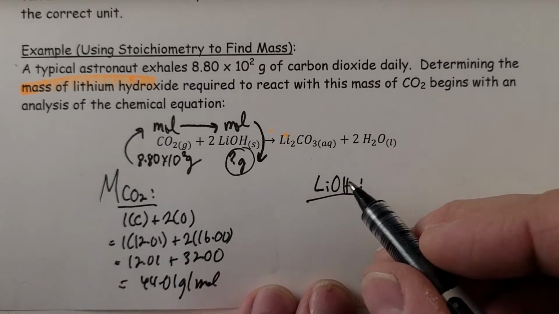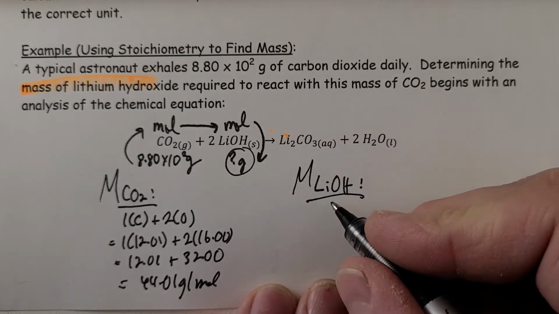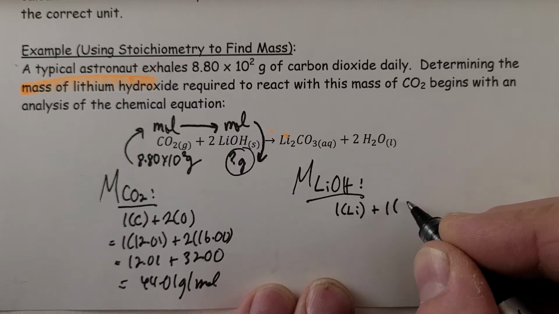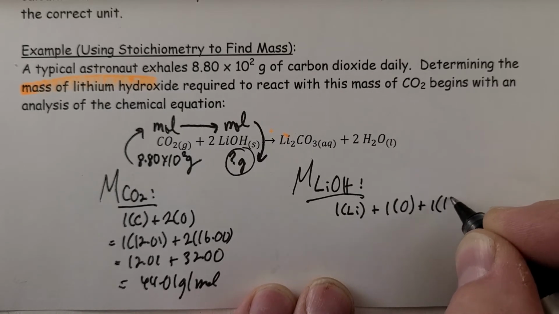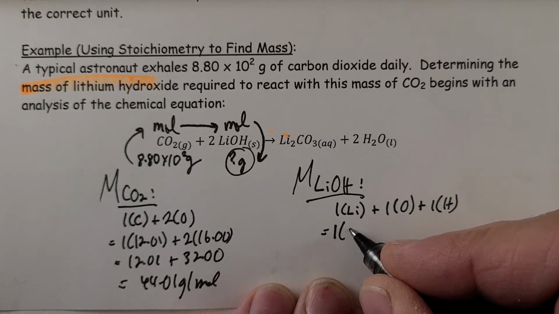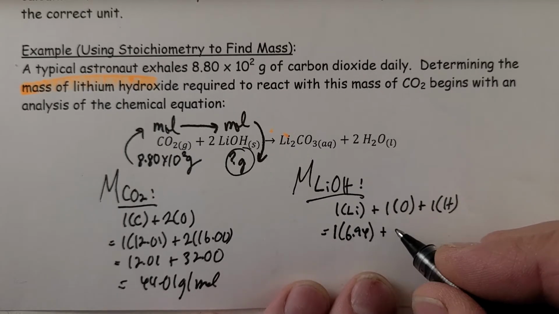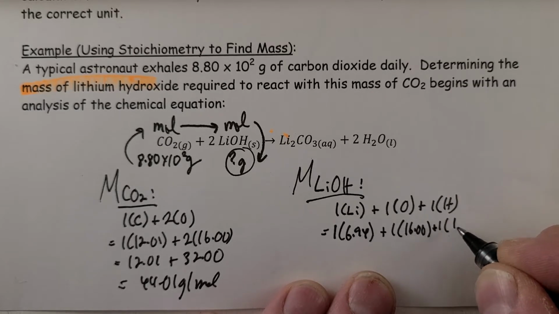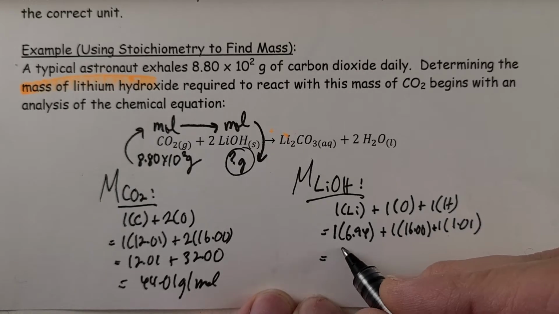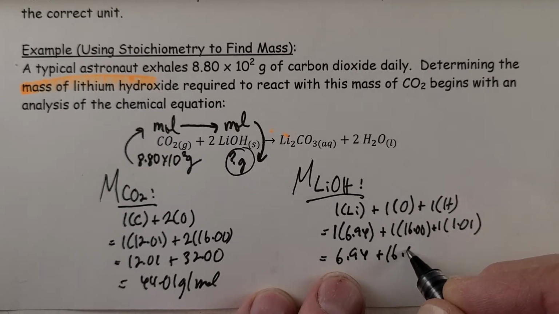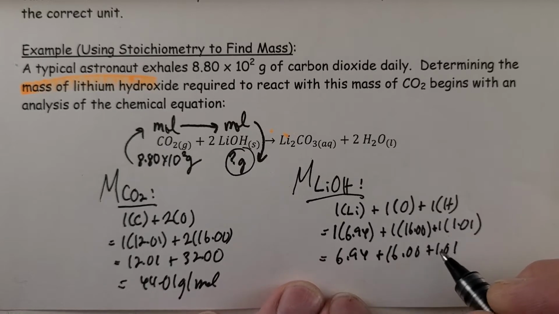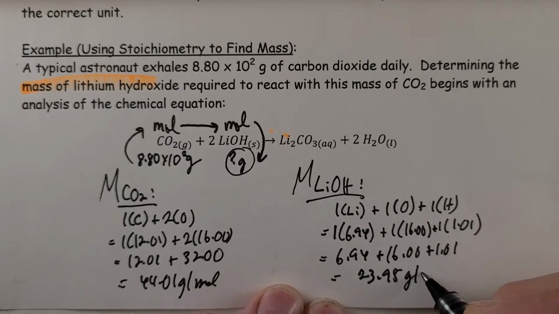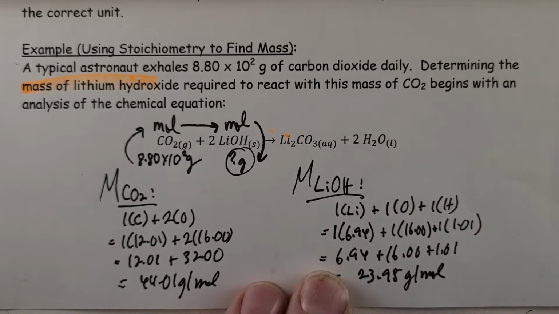And looking at the molar mass of lithium hydroxide, for every 1 mole of lithium hydroxide, we have 1 mole of lithium, 1 mole of oxygen, and 1 mole of hydrogen. Lithium is 6.94 according to the periodic table, oxygen 16, and hydrogen 1.01. So when we add those all up, we get 23.95 grams per mole. So good.